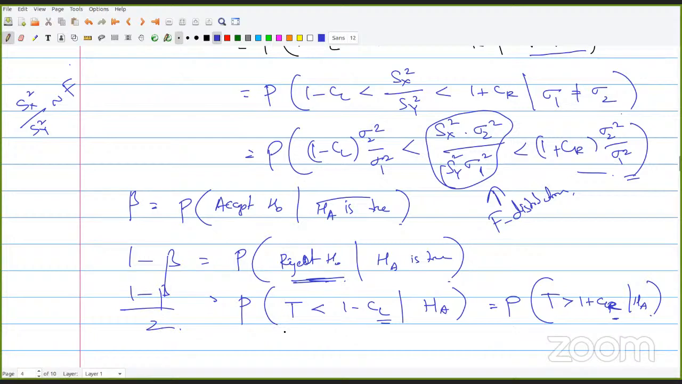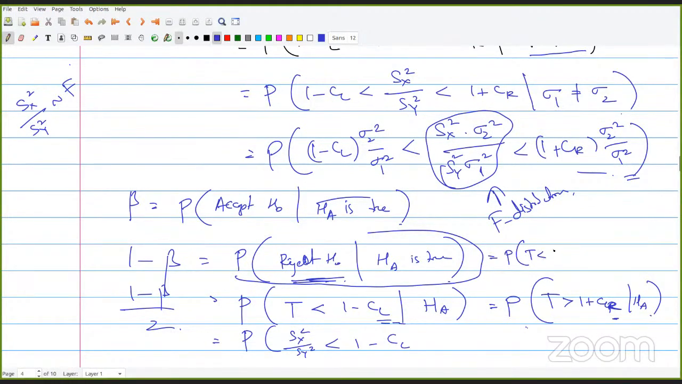These are just the computations, okay? The same T is actually Sx square by Sy square. So why have you given this half? The probability of the rejection region is a combination of these two, right? So it is the probability of T less than 1 minus CL given HA plus the probability of T greater than 1 plus CR given HA. The sum is 1 minus beta and both of them have equal probabilities, so each of them will have 1 minus beta by 2.